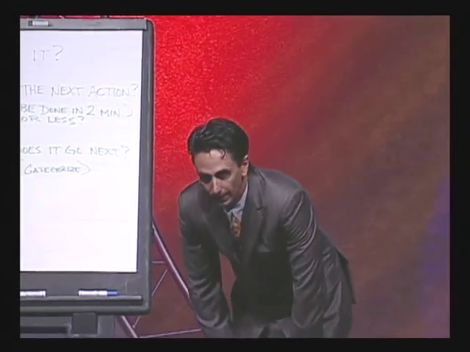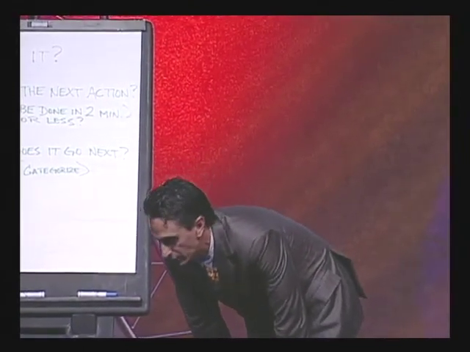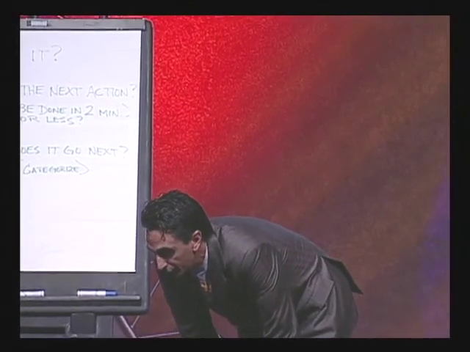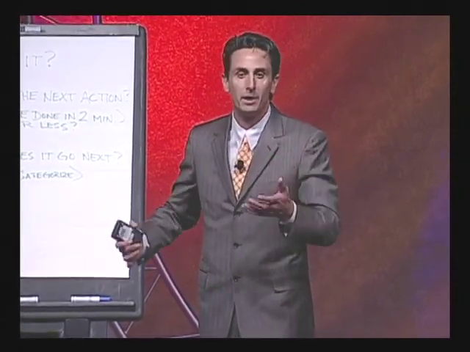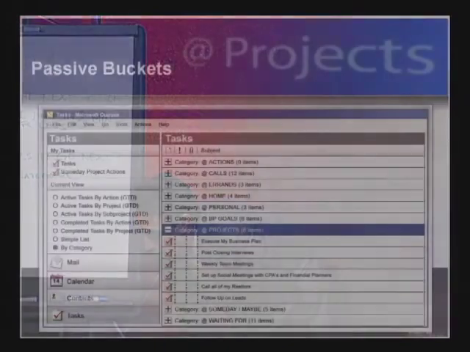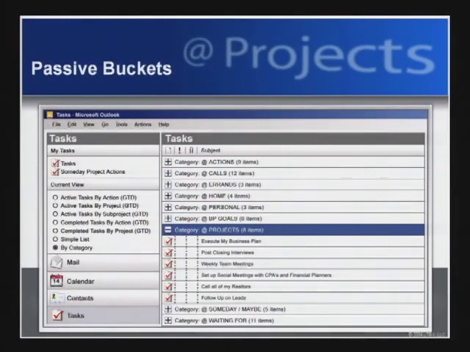Let's take a look at some of my projects. Execute my business plan. I would say that has more than one action associated with it. Post-closing interviews. Ongoing. You should be calling all of your clients after you close a loan to thank them and to see how you can improve your service. Weekly team meetings. Every single week you should be meeting with your team. It's an ongoing project. Set up social meetings with CPAs and financial planners. Call all of my realtors. Follow up on leads. These are all projects. They all have more than one action associated with them.